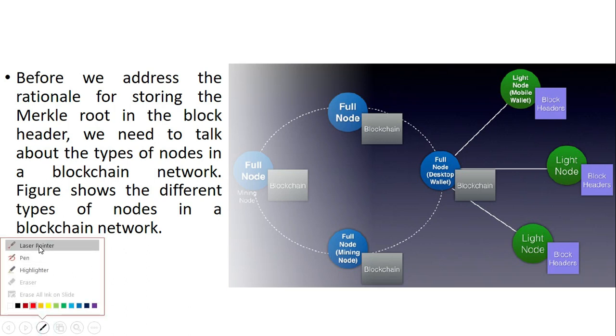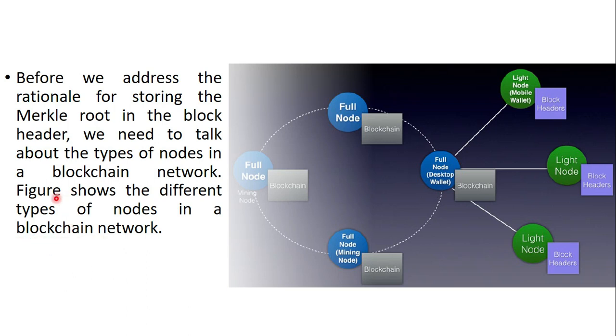Let me take a laser pointer. So in this figure on the right hand side, here there is a full node. A full node contains the entire blockchain. See this full node, and this full node. This full node is a mining node also, right? It can get a reward, but this one will not get a reward. Now this will contain a blockchain, and this will also contain a blockchain, because of full node.